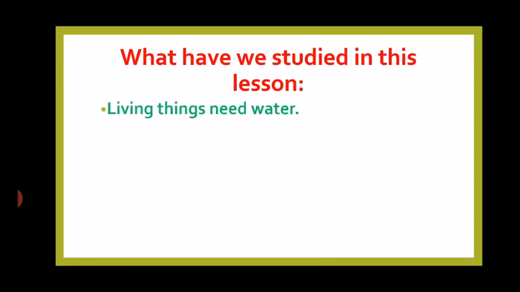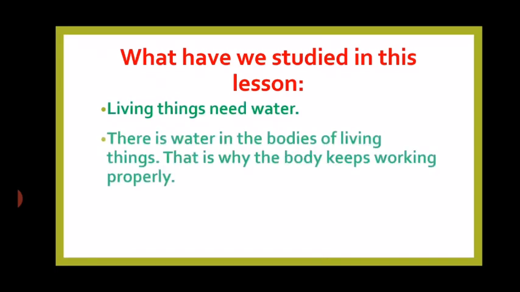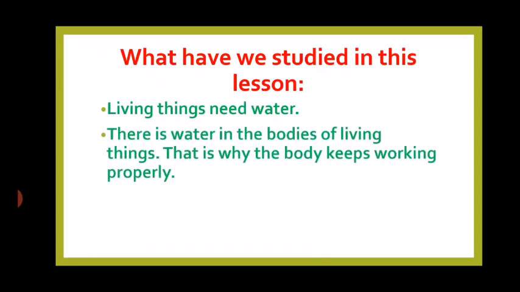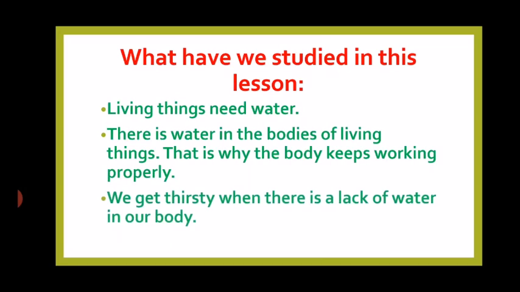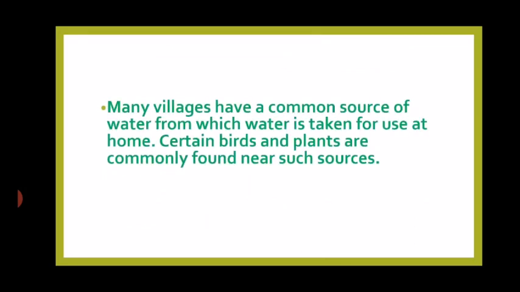Living things need water. We have learned that not only human beings, but plants and animals also need water. Next, there is water in the bodies of living things, that is why the body keeps working properly. Next, we saw we get thirsty when there is a lack of water in our body, so we should drink enough water. Next, we learned that many villages have a common source of water from which water is taken for use. A public source of water from where many people use water.